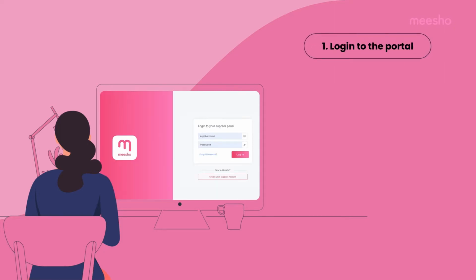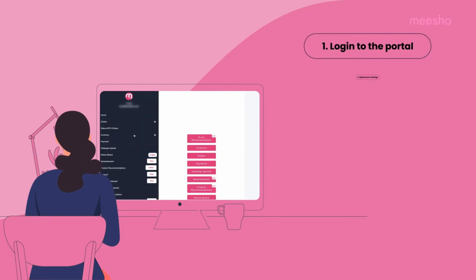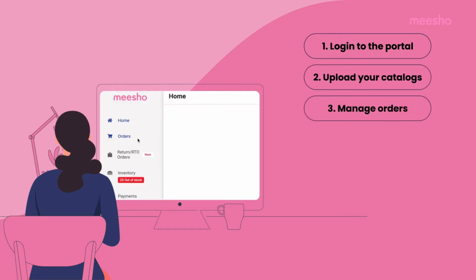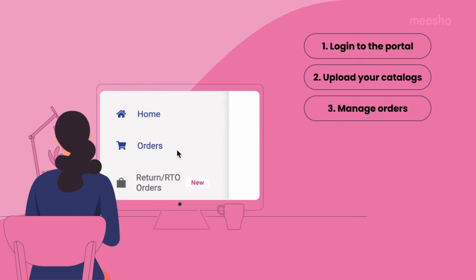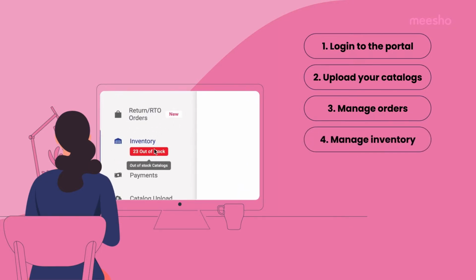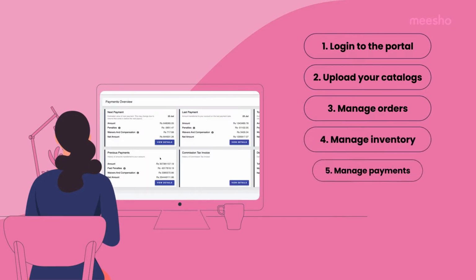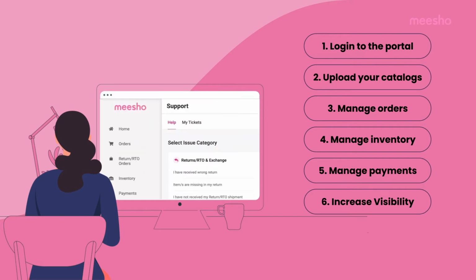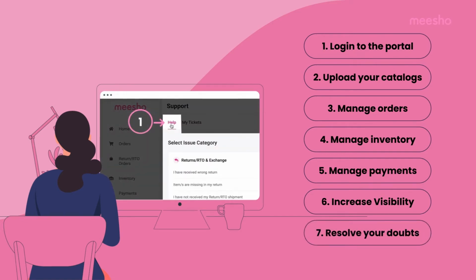1. Log in to the portal. 2. Upload your catalogs. 3. Manage orders. 4. Manage inventory. 5. Manage payments. 6. Increase visibility. 7. Resolve your doubts. Let's start understanding more about each step.